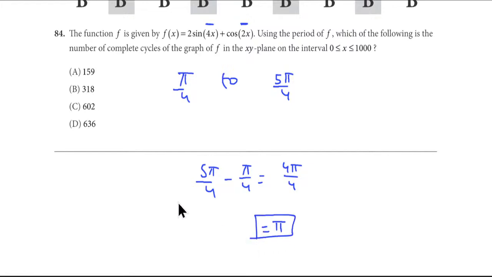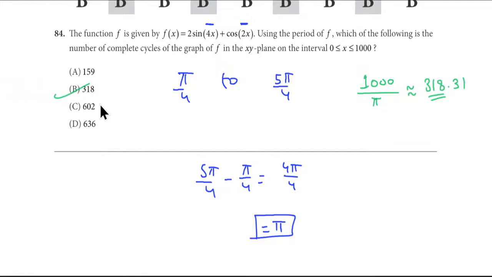Now they are asking how many cycles it completes in 1000 units. So I know that one cycle is being completed in pi units. So how will you find the number of cycles completed in 1000 units? Obviously, you will just divide 1000 over pi. Let me do this real quick. 1000 over pi comes out as 318.31. It means that it can complete 318 full revolutions.